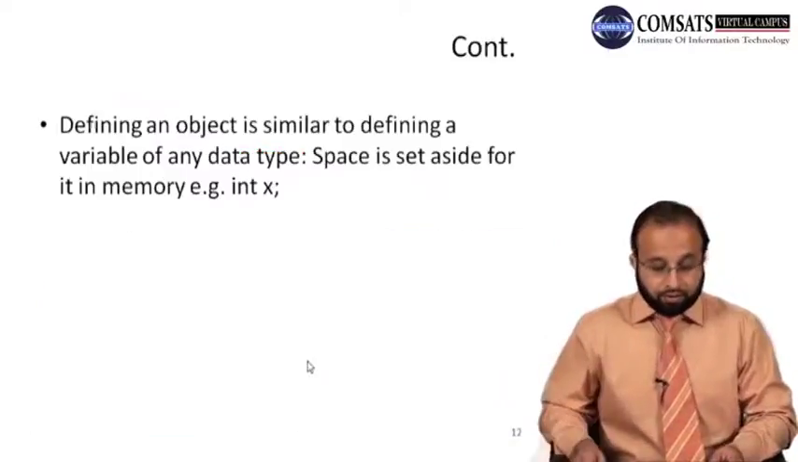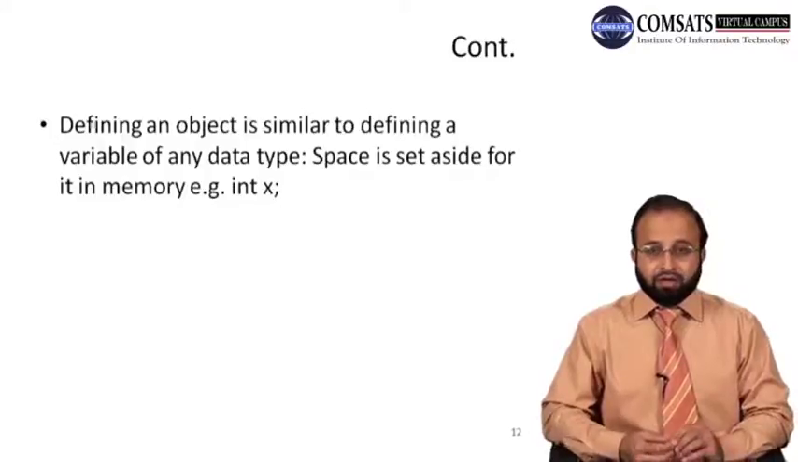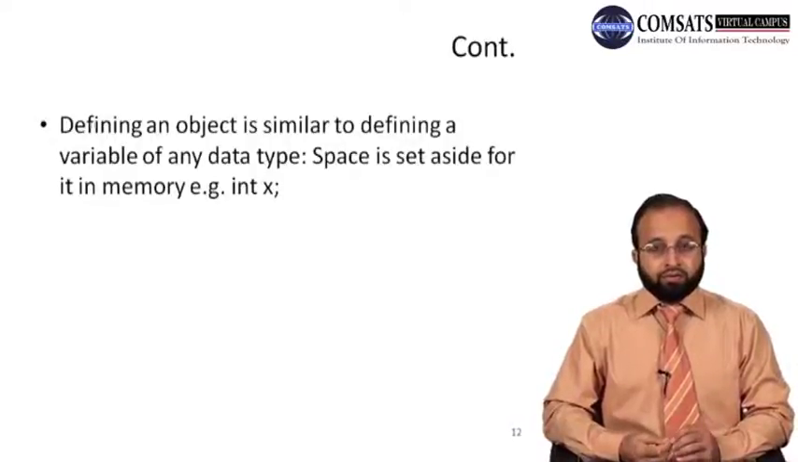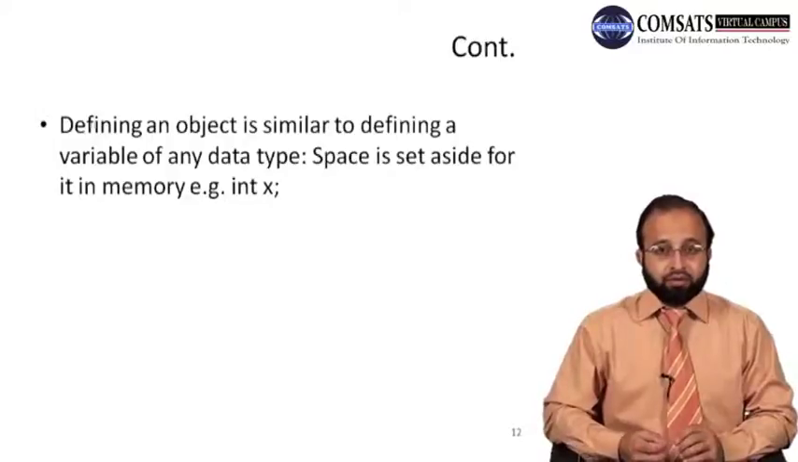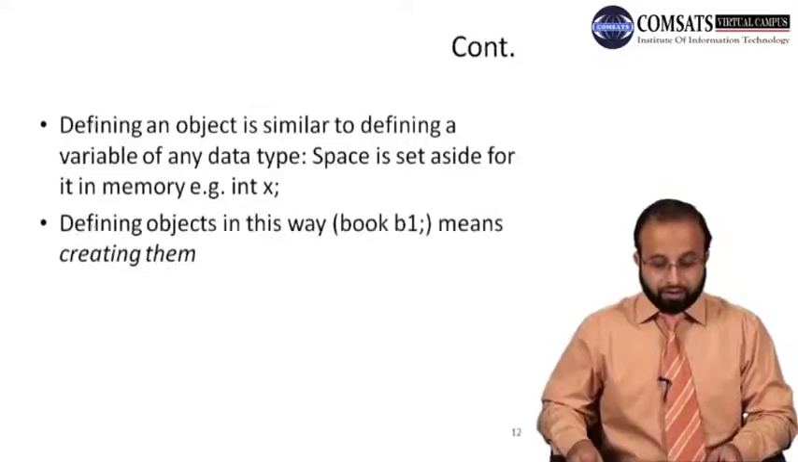So defining an object is similar to defining a variable of any data type. A space is set aside for it in memory. For example, if you declare int x semicolon, this means that 4 bytes of memory will be allocated for the variable x. Same is the case if you create an object of a class like book b1 semicolon, then the memory is allocated for b1 object, right? So defining an object in this way, that is book b1 semicolon, means creating them.